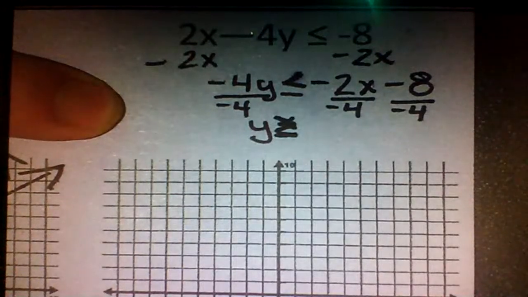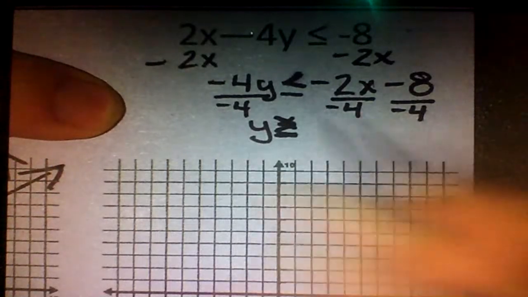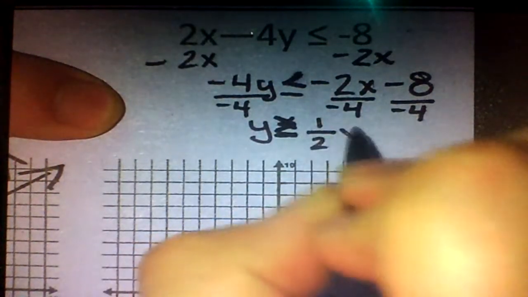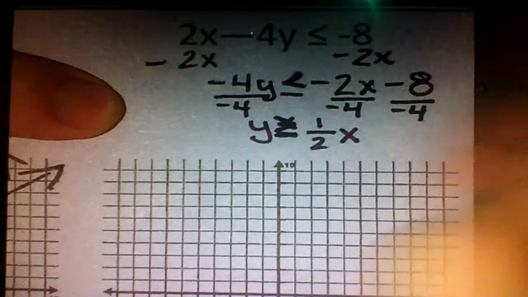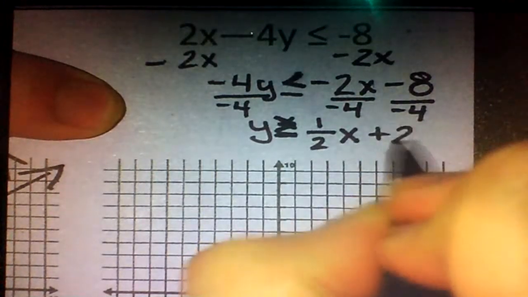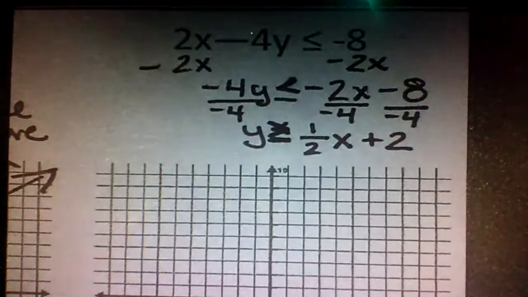What's negative 2 divided by negative 4? 2/4 is the same as 1/2. So 1/2 x. And negative 8 over negative 4 becomes positive 2. Don't forget, those two negatives cancel out and give us a positive. Okay. So now, when I go to graph, what is my starting point? 2. So I start at 2.